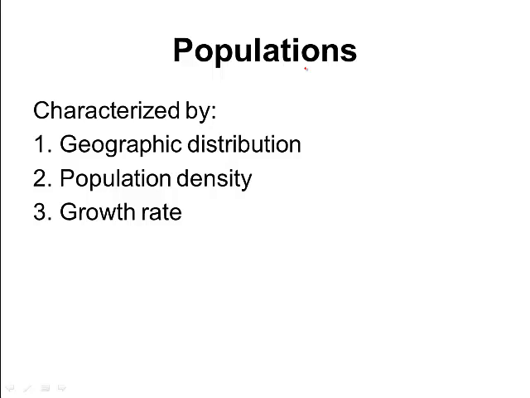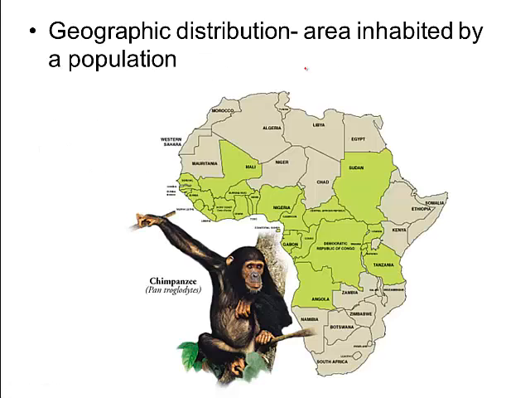Okay, so we're going to take a look at each of these a little bit closer. We're going to start with geographic distribution. Geographic distribution simply is the area that is inhabited by a population. So if you look at this particular map here, all this area that is in green, this is all places where you would find the species of chimpanzee. So that's their geographic distribution for this particular population.